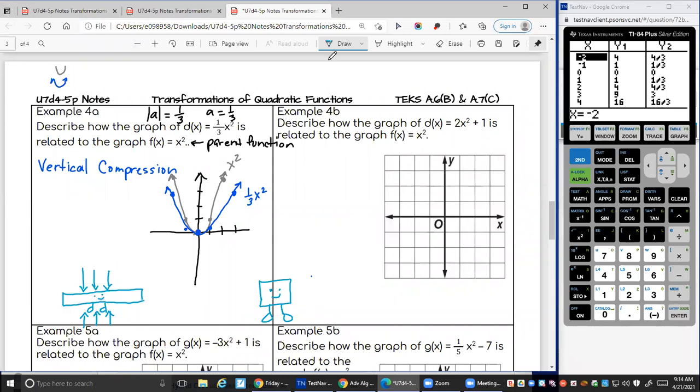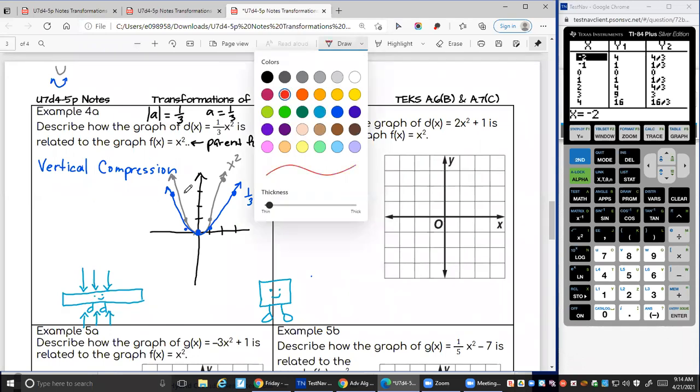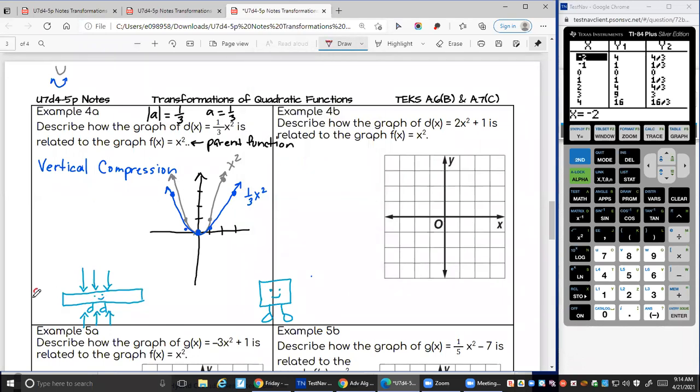And that's kind of what's happening here. It's getting wider, right? So shorter and wider. And that's what vertical compression is. It's like if we take that gray parabola and squish down on it, and just make it shorter and fatter. You can tell it didn't have a translation because the vertex is in the same place, right? But that's what's happening here.